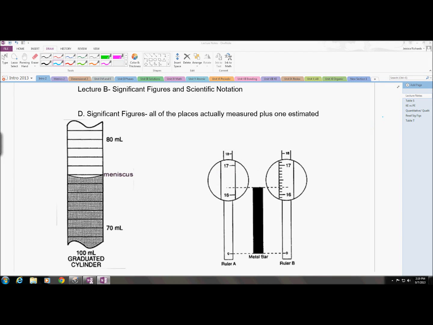Okay, lecture B for Intro to Chem Unit is about sig figs and scientific notation. So significant figures, I tend to shorthand that as sig figs. If you hear me say sig figs, that's what I'm talking about.